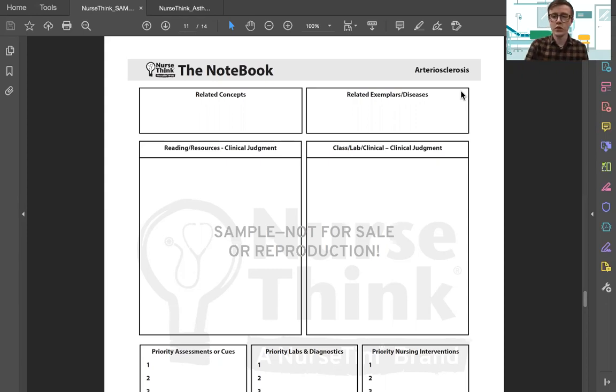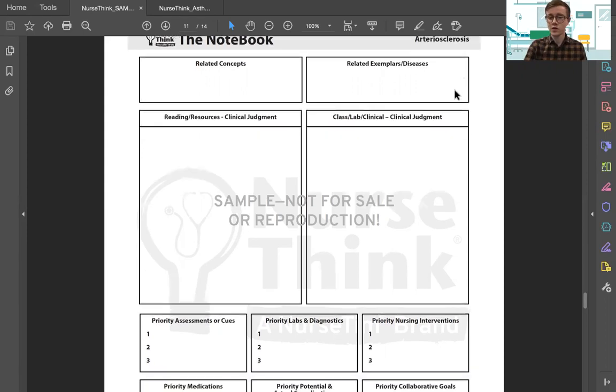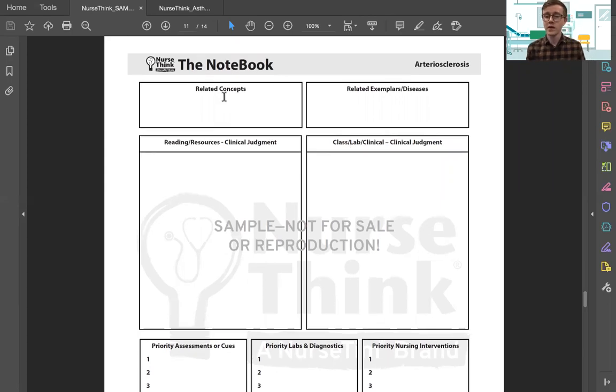First of all, when you are using this to prepare for class, or even within the classroom, there's a couple of things I want to point out here. You'll notice at the top that we have a couple boxes by the name of related concepts and related exemplars. You may or may not know the difference between the two. Related concepts, concepts are general terms. Those are kind of umbrella terms.